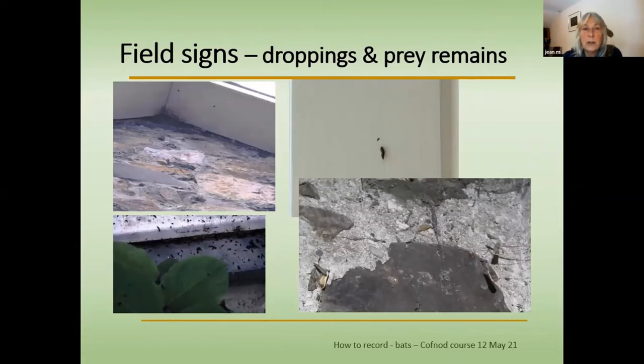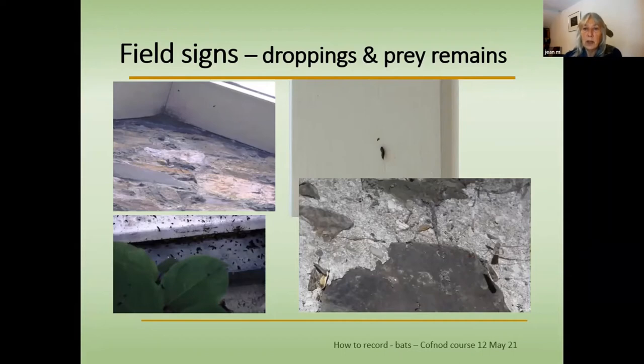Field signs: in the top left-hand corner, you sometimes get staining where the bats are coming out. That's a typical pipistrelle type of exit in the ridge of a gable apex. And below on the left-hand side is the sort of signs you see of droppings where there's a large colony of bats.